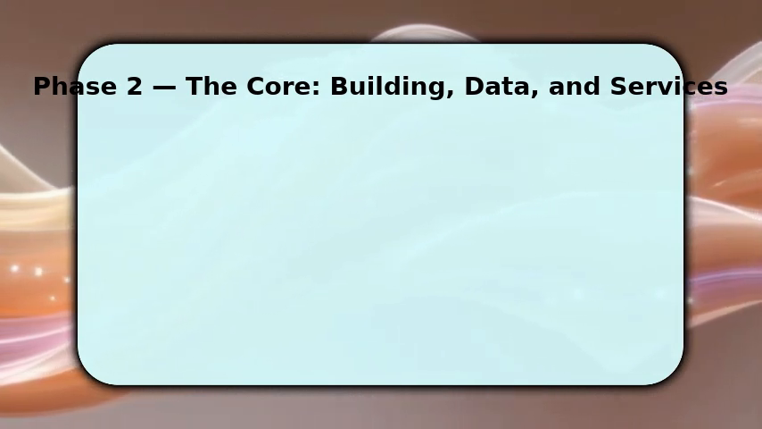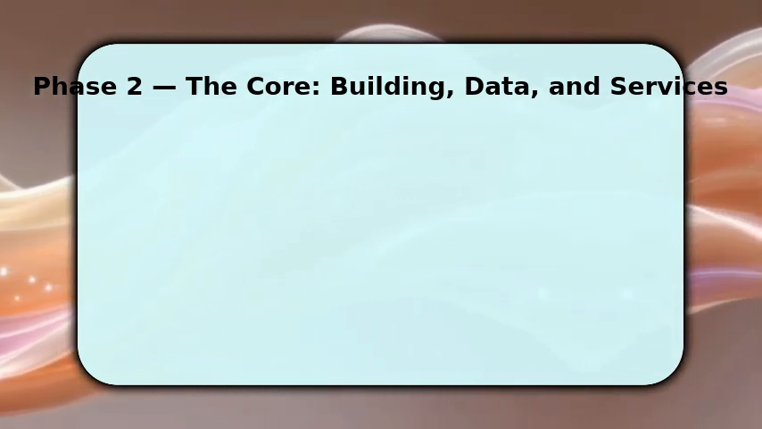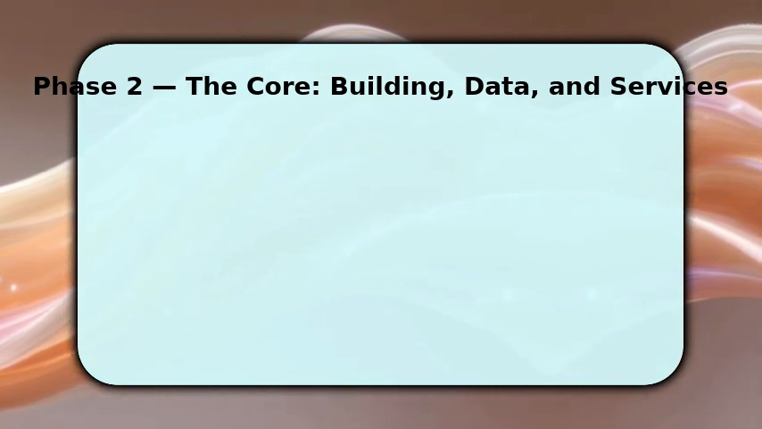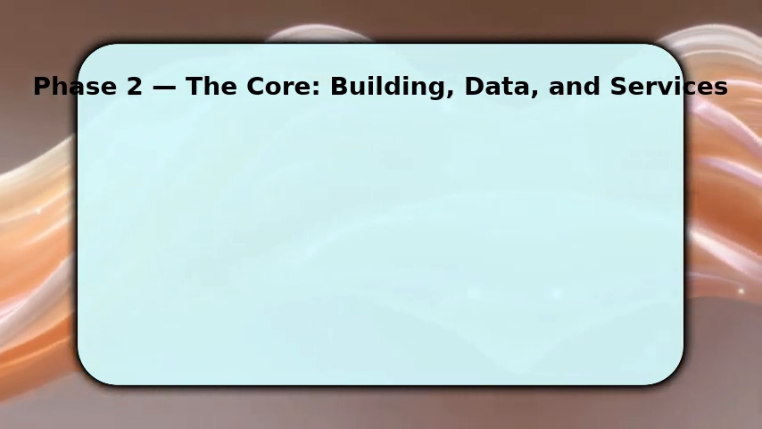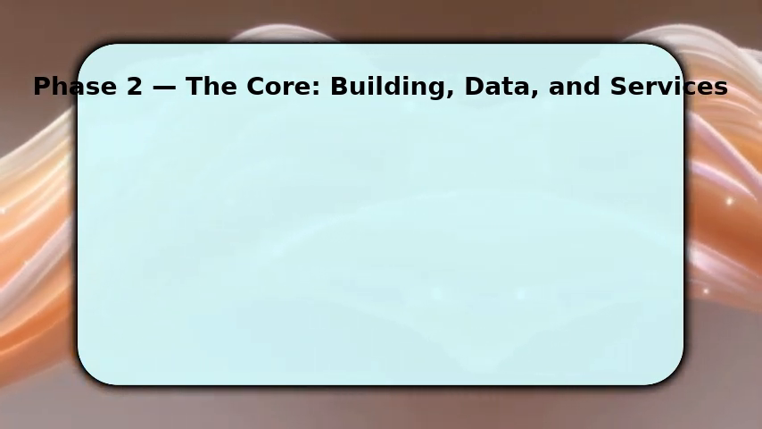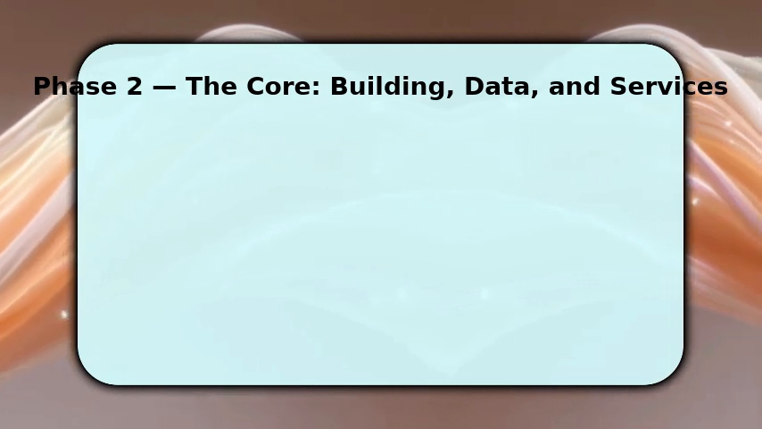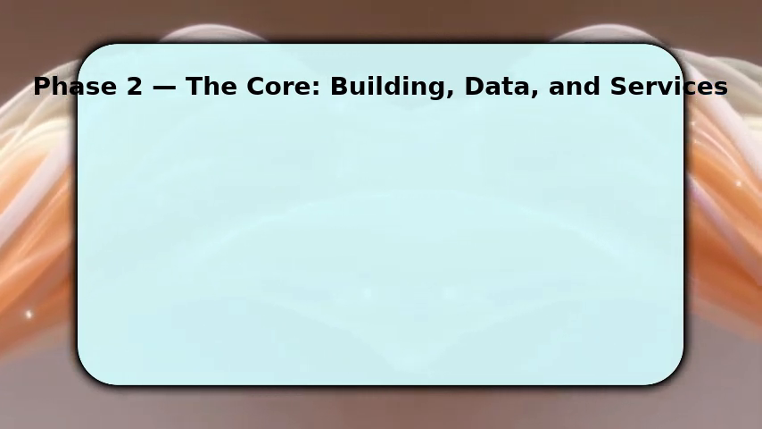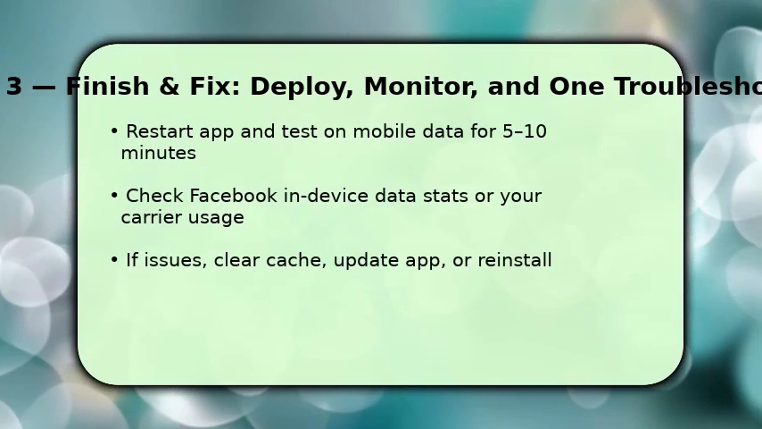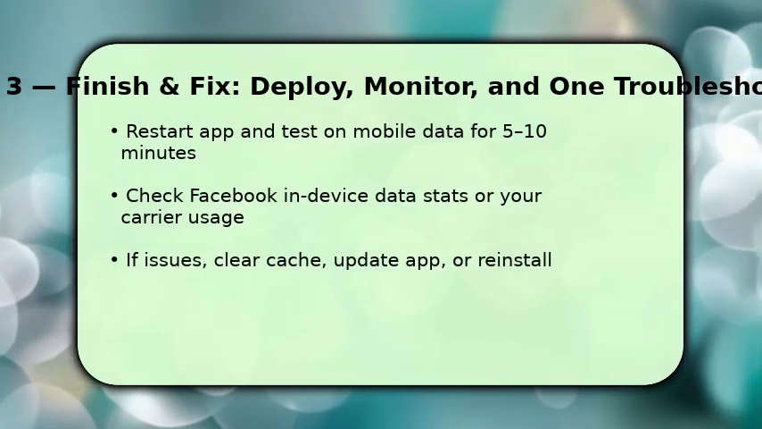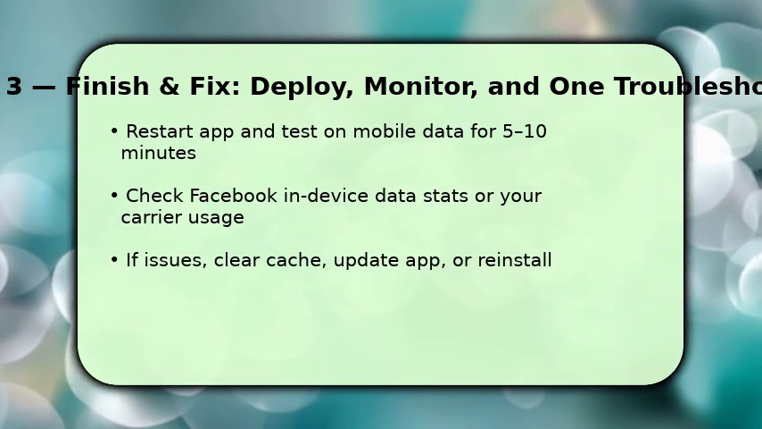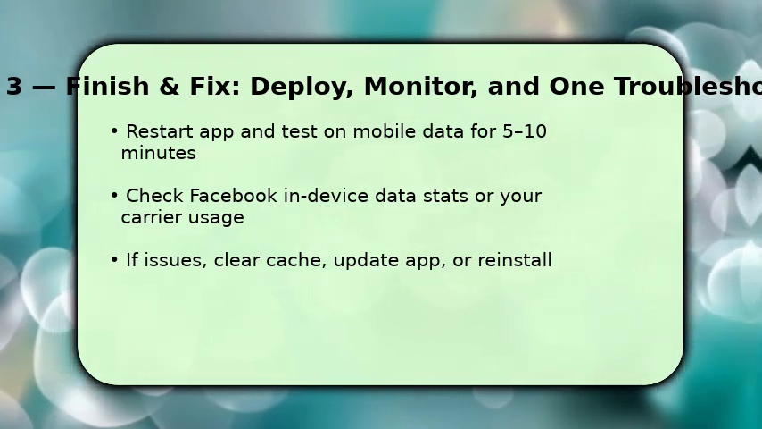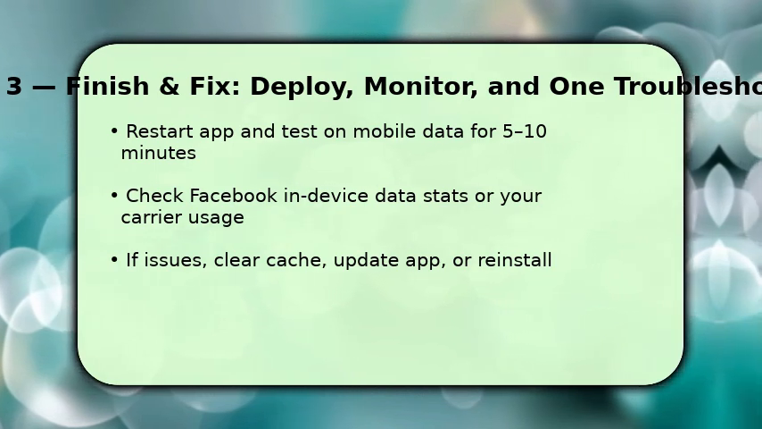Then find Data Saver, or a similar setting, and enable it so images and previews use lower quality by default. These steps reduce both downloads and uploads. Once done, finish by restarting the app and testing while on cellular for 5 to 10 minutes. Watch how many videos autoplay and how images load. You should see noticeably smaller data spikes in Facebook's app data page or your phone's usage meter.